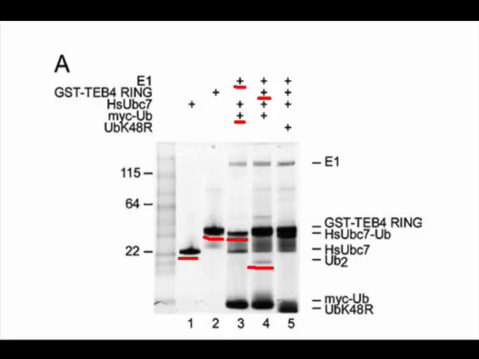Given the fact that E1, the GST TEB4 fusion, the ubiquitinated and unubiquitinated HsUBC7, and the ubiquitin are migrating at approximately the same positions, this appears to be a reasonable conclusion. In lane 5, we have the same reaction, but with the K48R mutant of ubiquitin added instead of the wild-type ubiquitin. If the authors are correct, this should result in a loss of the ubiquitin dimer as shown here. Given that all the other components of the reaction are migrating at the same position, this appears to support the author's conclusion that the K48 residue is required for the ligase activity of the TEB4 ring domain.